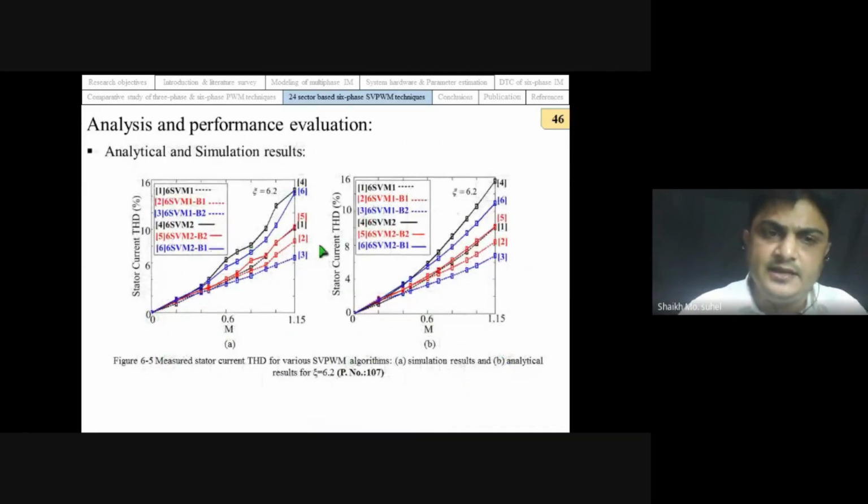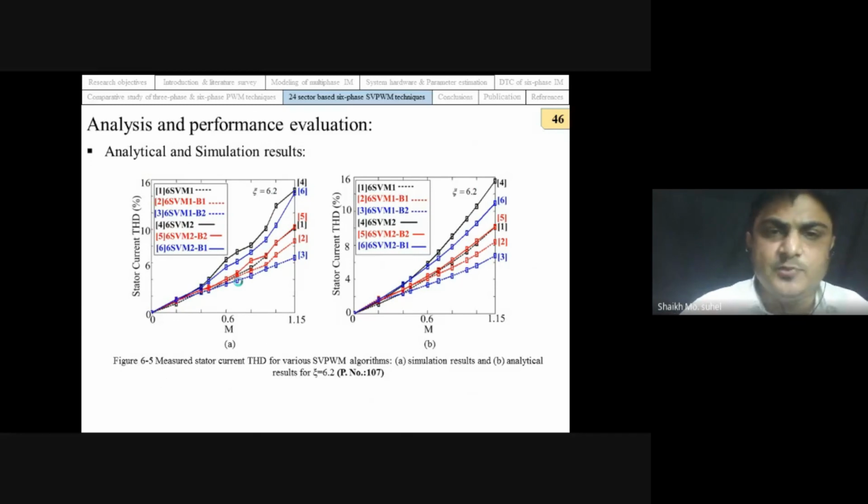The analytical and simulation results also confirm the same thing, that for the 6-phase SVM2B1, because of these higher values of zeta, our newly developed PWM techniques produce higher stator current distortion, while the existing PWM technique will produce a lower stator current distortion.